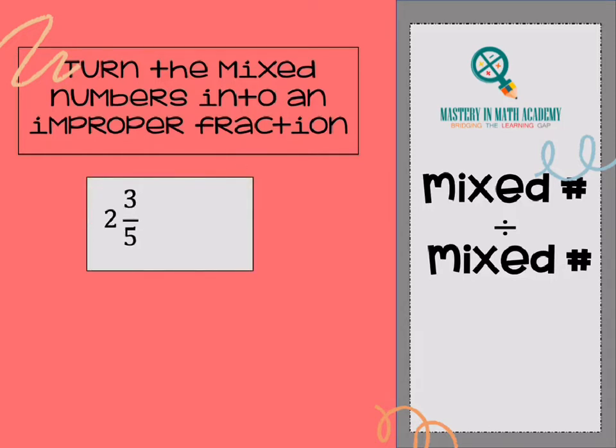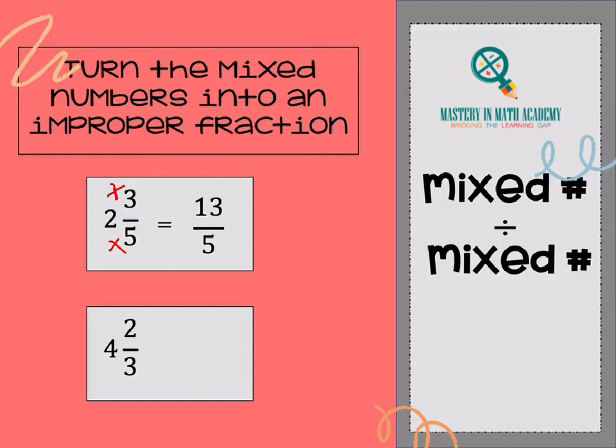So our mixed number is 2 and 3/5. To turn that into an improper fraction, you know that you'll need to multiply your denominator and your whole number, and you are going to add that to your numerator. So 5 times 2 is equal to 10, and 10 plus 3 is equal to 13. Our new fraction, our improper fraction, is now 13 fifths.